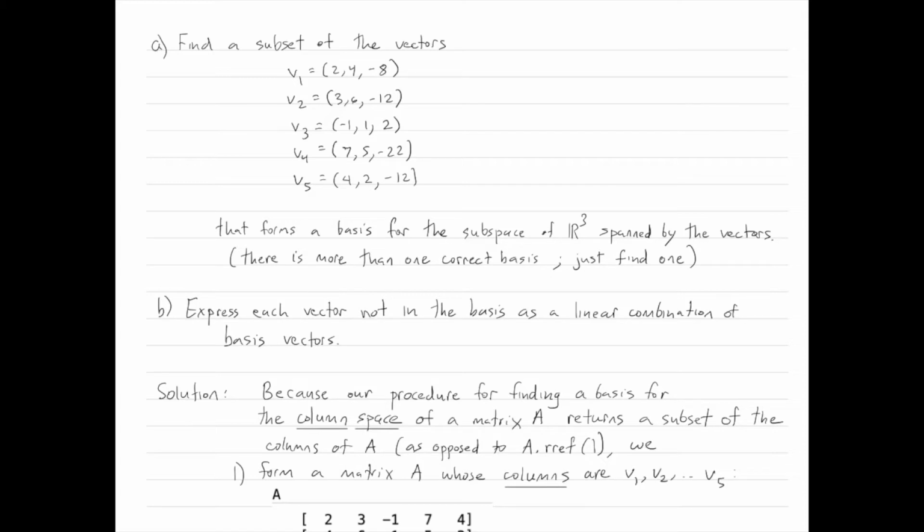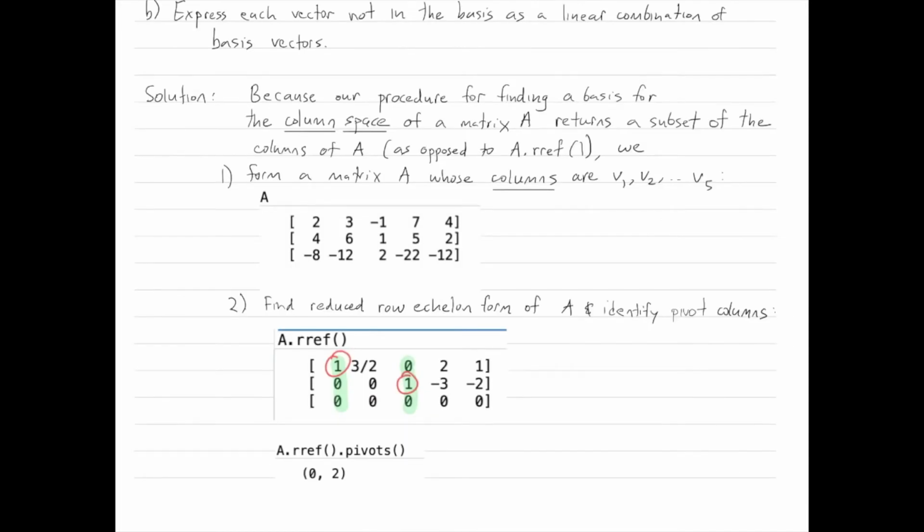So the solution is that because our procedure for finding a basis for the column space of a matrix A returns a subset of the columns of A, as opposed to the columns of the reduced row echelon form of A, which is the case for finding the row space of A, we form a matrix A whose columns are v1, v2, up to v5. So that's the first step. Take these vectors and make a matrix having them as its columns. So that's this matrix here.